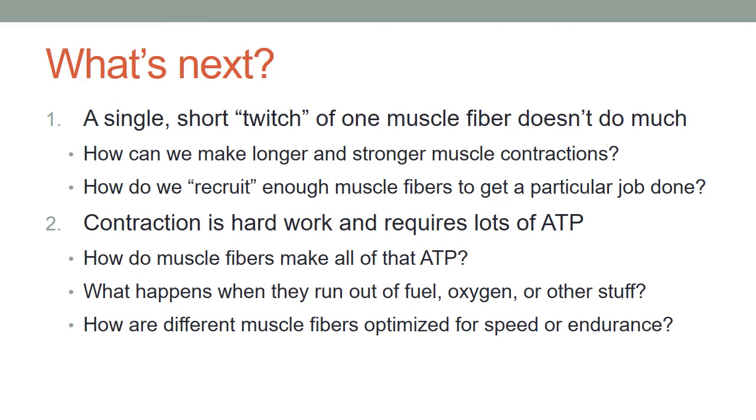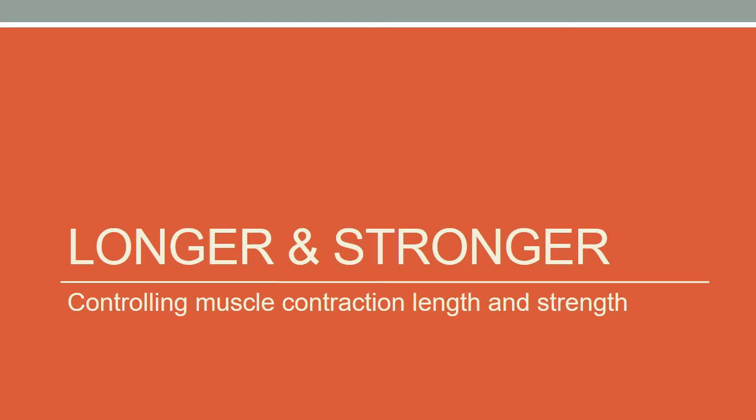Problem two, as you noticed, ATP is required to make the cross-bridge cycle work. There are other things in the muscle that require ATP as well. So how do we get all of that ATP to make the muscle contract? And also, what happens if those muscle fibers run out of fuel or oxygen or other stuff? And we'll also categorize different muscle fibers based on their speed or their endurance.